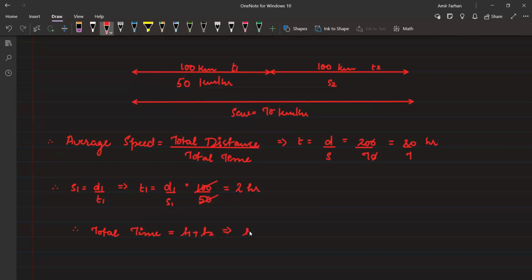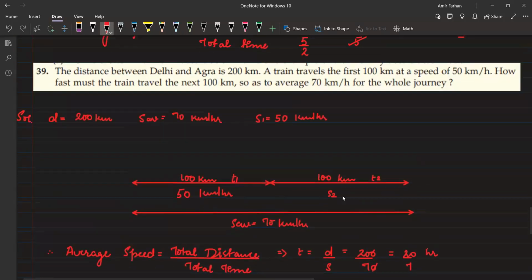With t, so I need t2. So it will be t minus t1, yes or no? Is this clear or not? So this will be 20 by 7 minus 2. Taking LCM, 7 will be the LCM, and this will be 20 minus 14, which comes out to be 6 by 7 hours. Please tell me, is this clear to you or not?